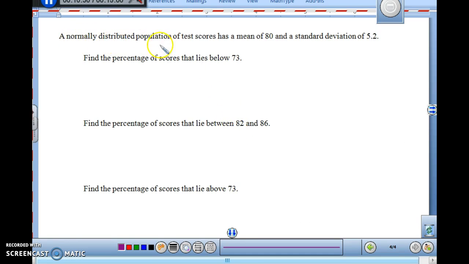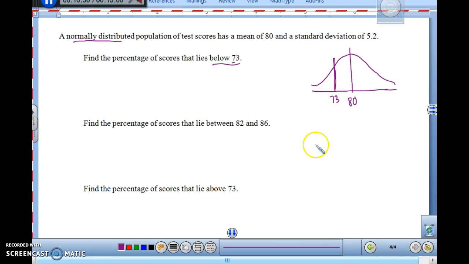A normally distributed population, remember this only works for a normal distribution, of test scores has a mean of 80 and a standard deviation of 5.2. Okay, so let me do my sketch. It's very helpful when you do a sketch in these so you can see what you're doing. All right, so my mean is going to be 80, my standard deviation is 5.2. Find the percentage of scores that lie below 73. All right, so 73 would be right here. That's my z-score that I want. So I'm looking for the percentage of scores that lie below 73, which would be this area here.